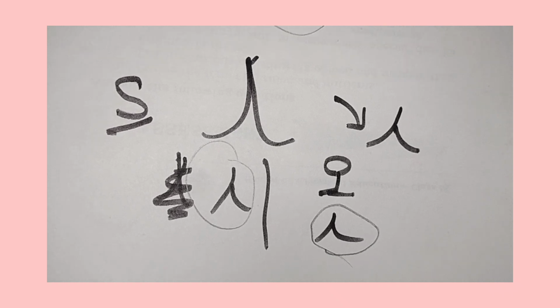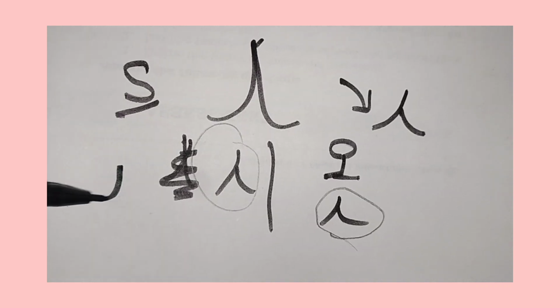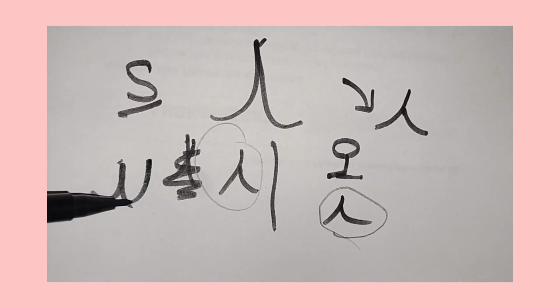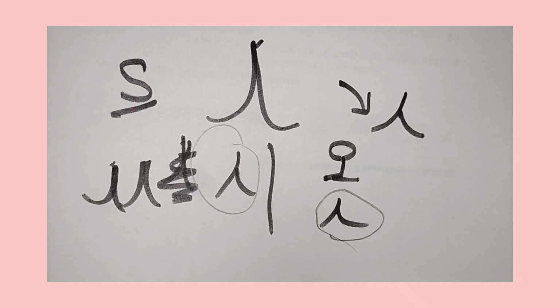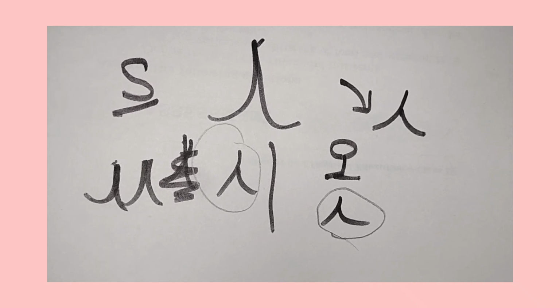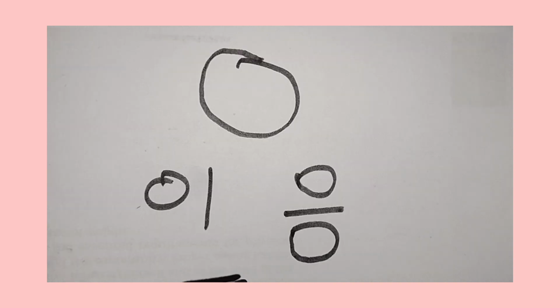There's another consonant which has an S sound, which is a double consonant that I told you about at the start. But we will do it later when we are covering double consonants. This consonant is known as ieung. It has no sound of its own.